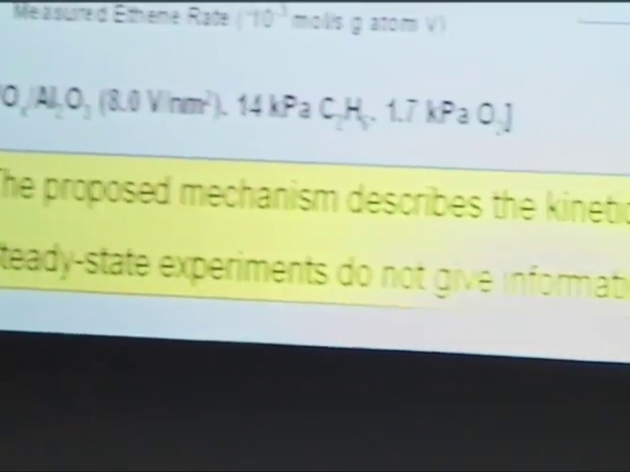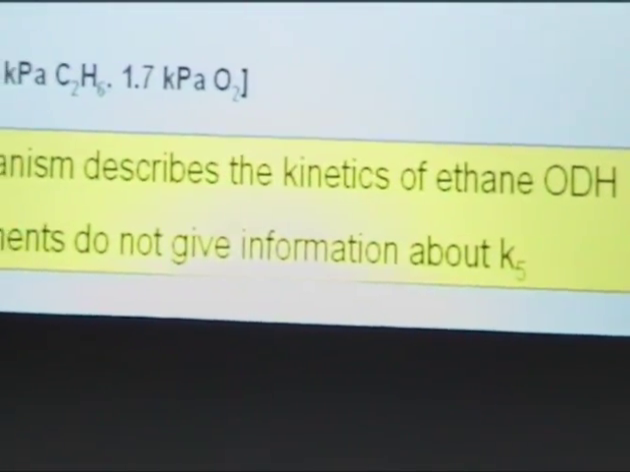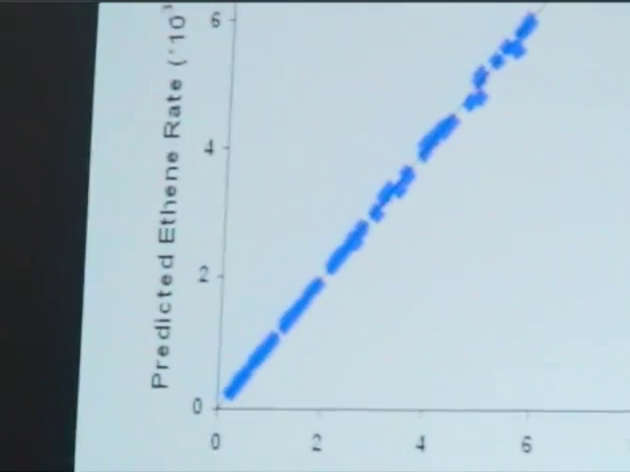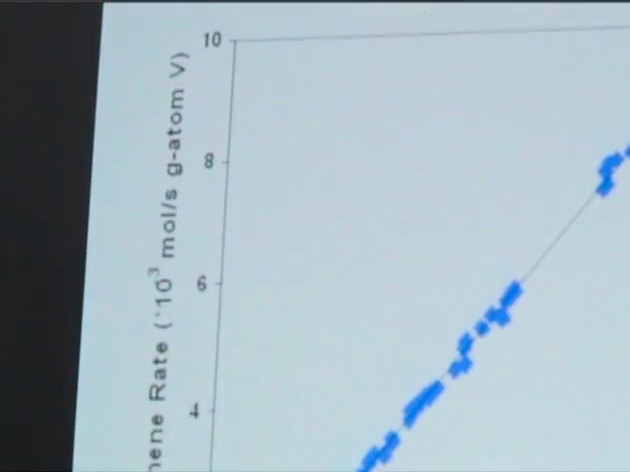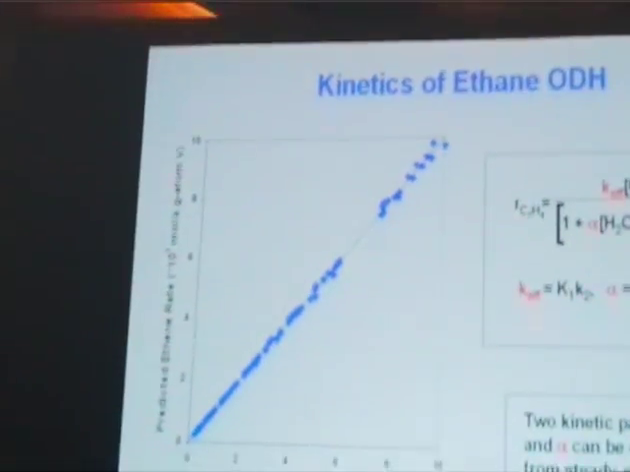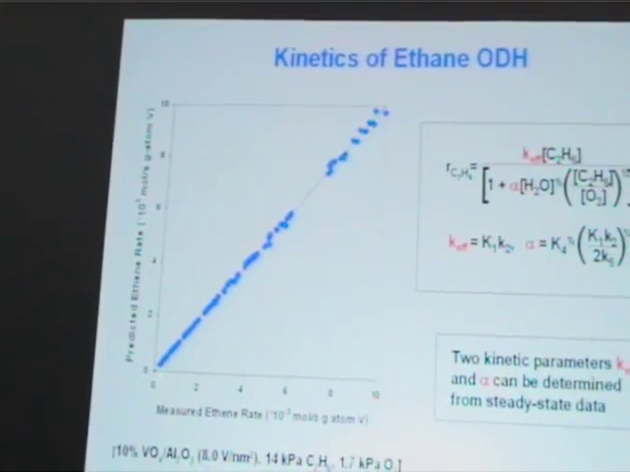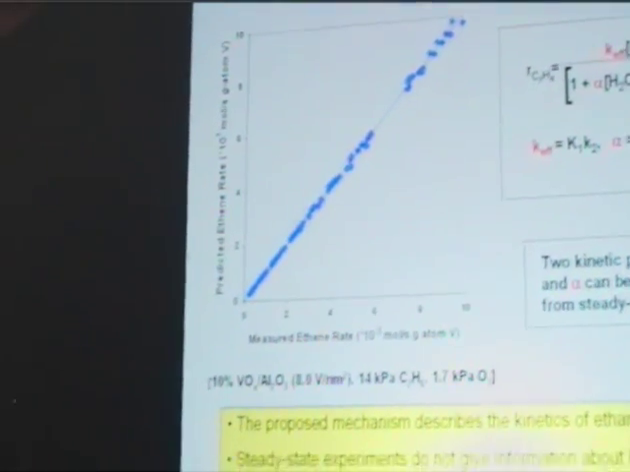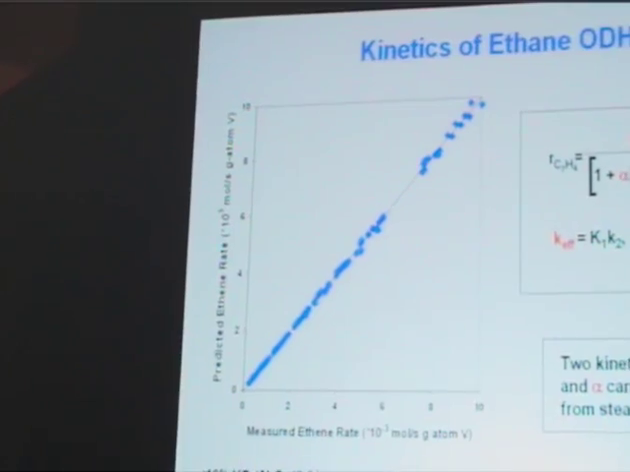As the water partial pressure builds up, you build up an inverse dependence on water and a more complicated dependence on both ethane and oxygen. Does this work? Yes, it does. Here's what is called a parity plot. It shows you have near perfect agreement between experiment and this theoretical representation.